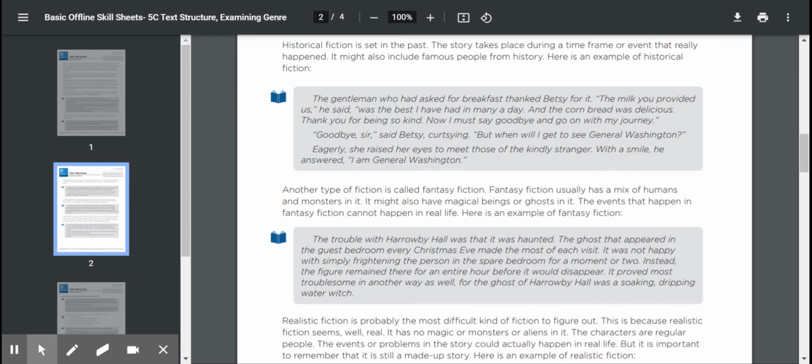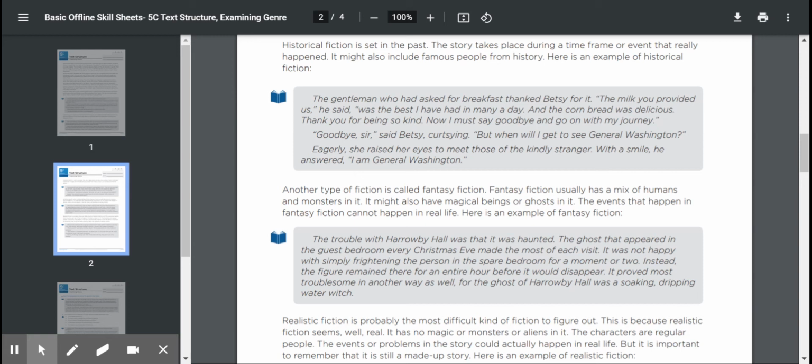Another type of fiction is called fantasy fiction. Fantasy fiction usually has a mix of humans and monsters in it. It might also have magical beings or ghosts in it. The events that happen in fantasy fiction cannot happen in real life. Here's an example of fantasy fiction.